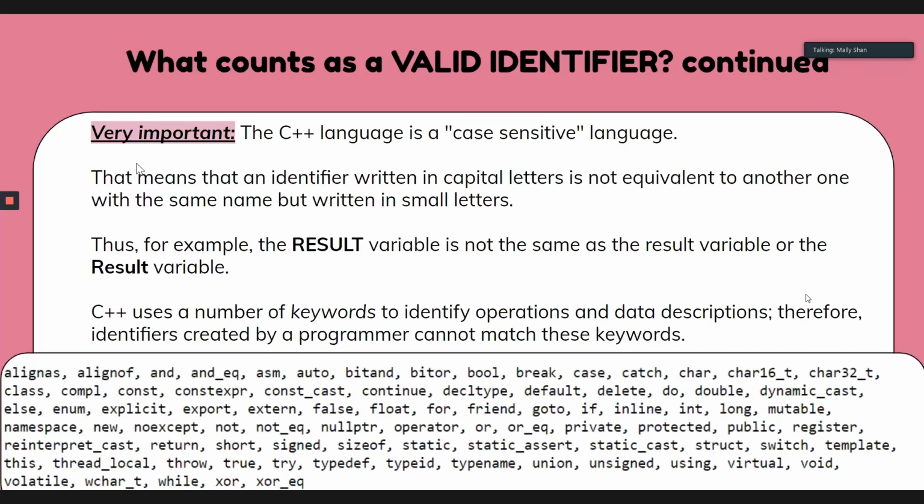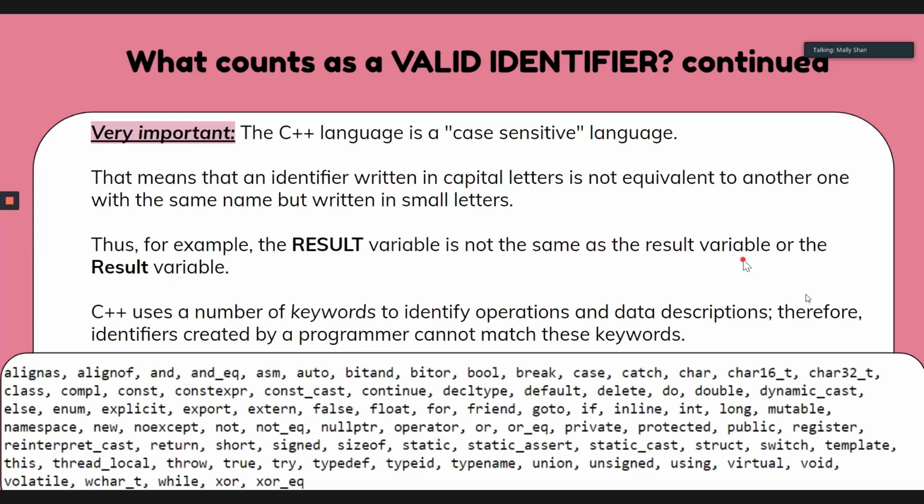Again, the C++ language is case sensitive. This basically means that the language has both capital letters and lowercase letters, and that your computer looks at these letters in completely different ways. So the result variable in all capital letters is not the same as the result variable without capital letters. And this result variable with just one capital letter is not the same as this variable or this variable.